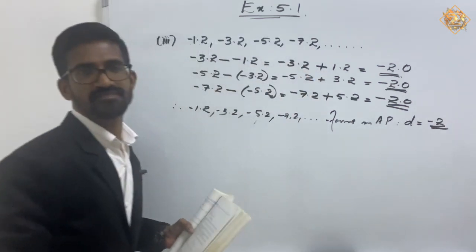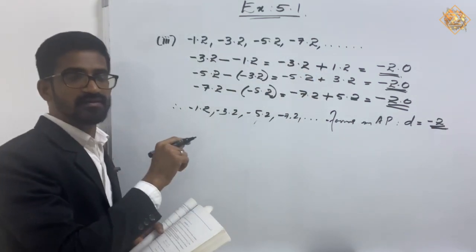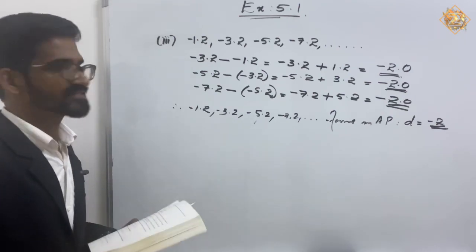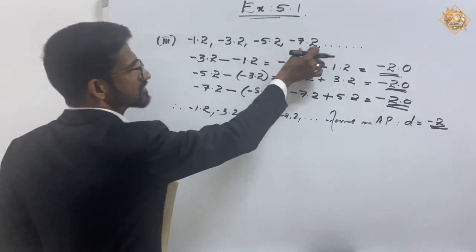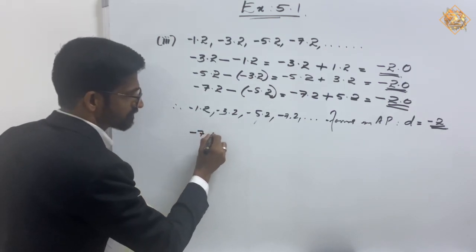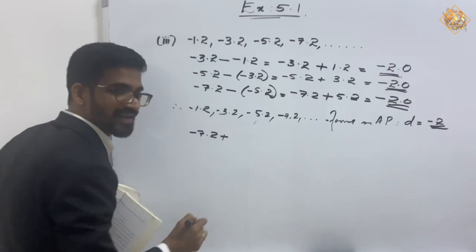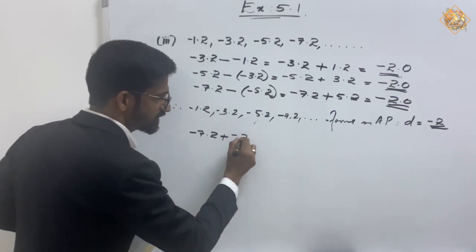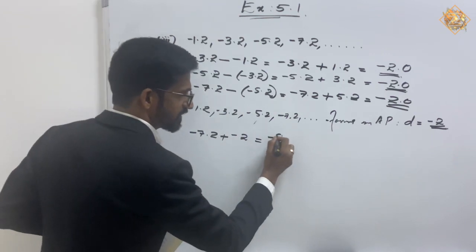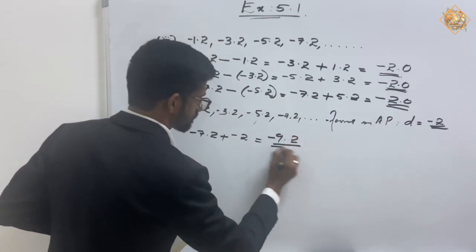Is it clear? If it forms an AP, here we have one more question along with that. Find the next 3 terms. So how to find the next 3 terms? Along with the fourth term, to get the next term, what we have to do? To minus 7.2 we will add the common difference. Here the common difference is minus 2. So minus 7.2 plus minus 2, that is minus 9.2, isn't it?